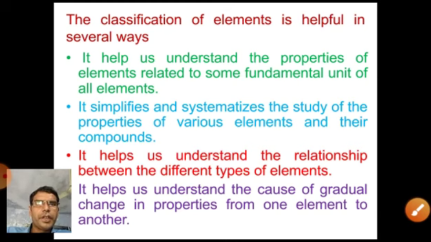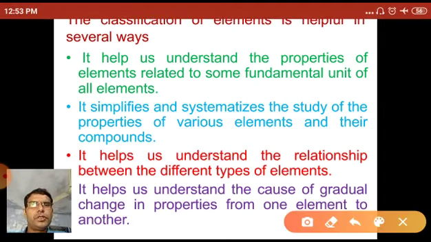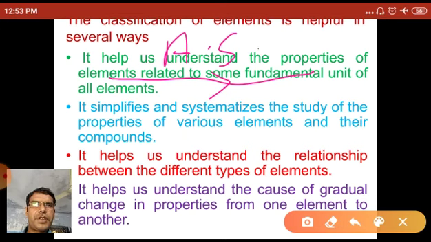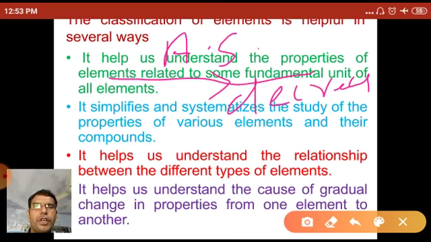Next, classification helps us understand the cause of gradual changes in properties from one element to another. For example, when we move from left to right, the atomic size decreases. Why does the atomic size decrease? Because the number of shells remains constant, the atomic number increases from left to right, and also the nuclear charge increases from left to right.